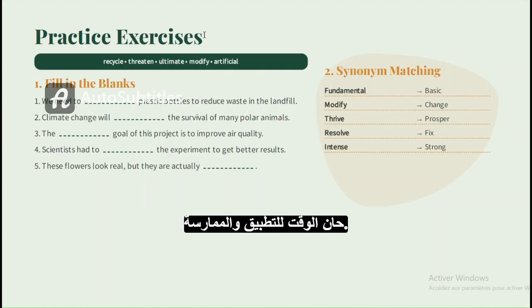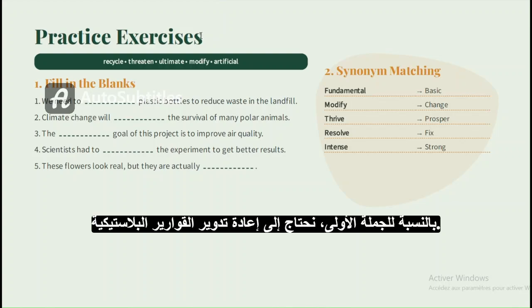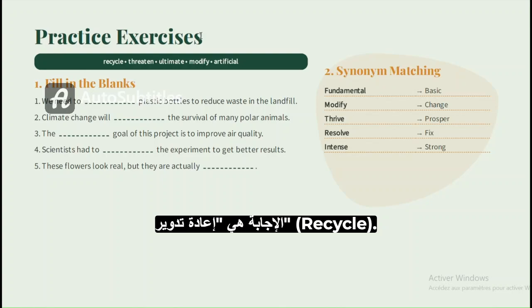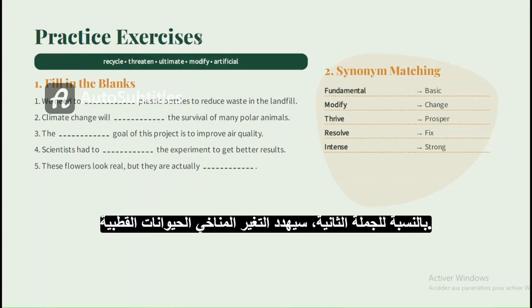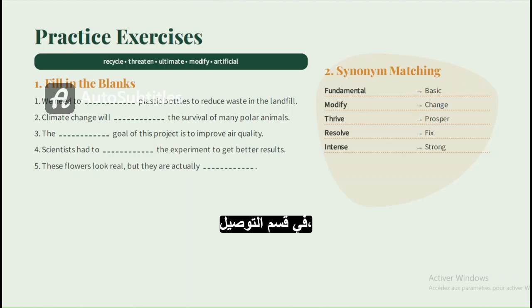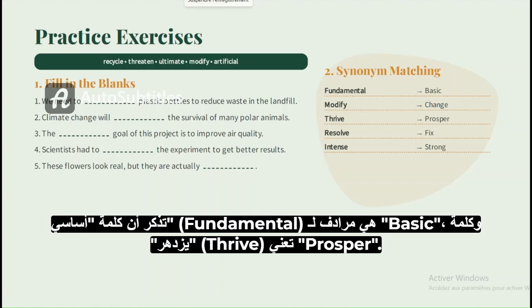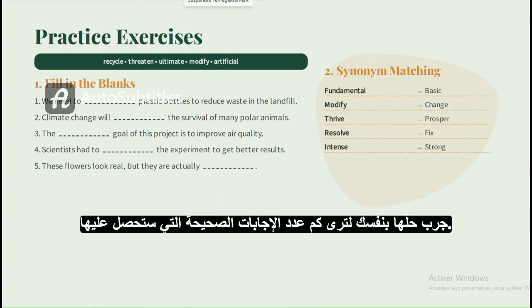It's time to practice. Let's try to fill in the blanks. For the first one, we need to recycle plastic bottles. The answer is recycle. For the second, climate change will threaten polar animals. In the matching section, remember that fundamental is a synonym for basic, and thrive means to prosper. Try these on your own to see how many you get right.